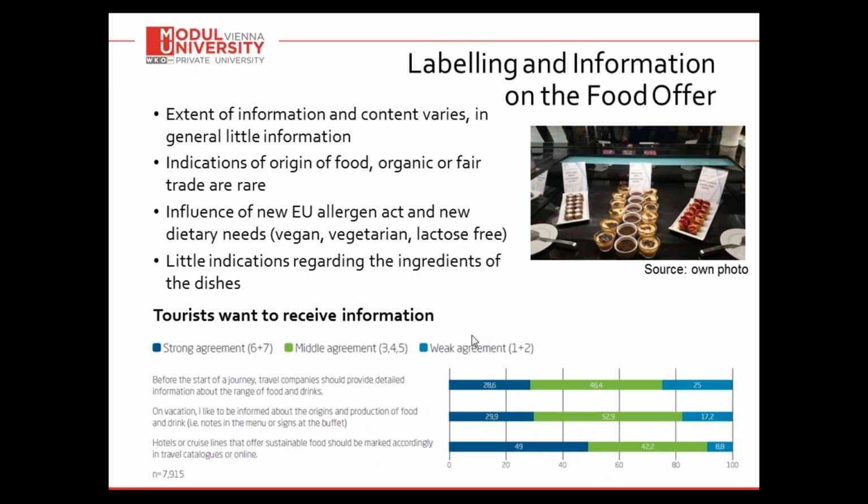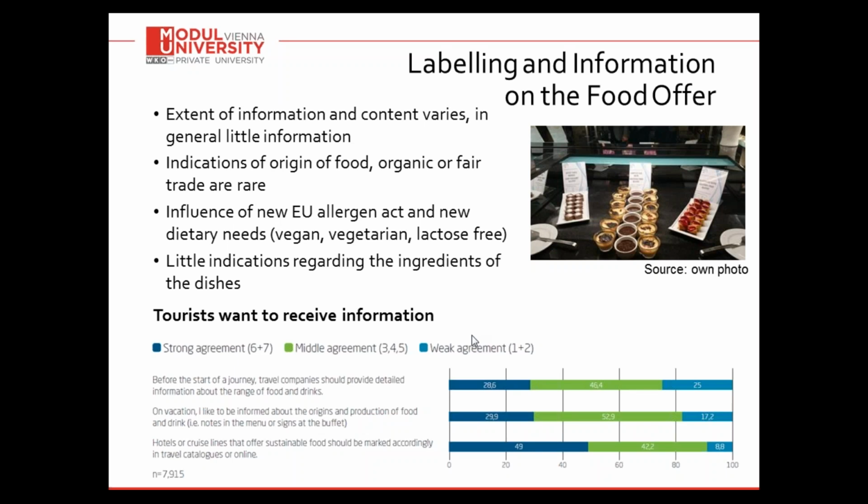Indications of origin of food, organic or fair trade, are rare. On the other hand, there's a strong influence of the new EU Allergen Act and new dietary needs like vegan, vegetarian, lactose-free when creating food tags, which have to contain this information. When we look again at the results of the customer survey, information seems to be very important. They want to know about the origin and production of the food and drinks they consume. And in addition, they also want to be informed already at the start of their vacation.